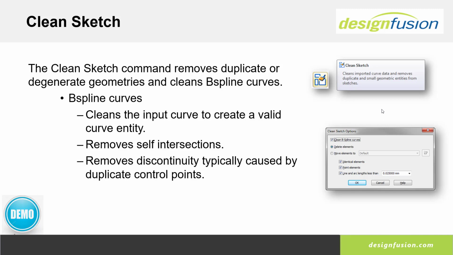And in terms of B-splines, what it does is it cleans the input curve to create a valid curve entity. It'll remove self-intersections and removes discontinuity typically caused by duplicate control points. The other thing I really like about this command is it gives you the option to delete the removed elements, or you can move them to a different layer. If you're worried about losing something, you can run this command and put it on a different layer to see the results if necessary. Let's have a look at this in Solid Edge.